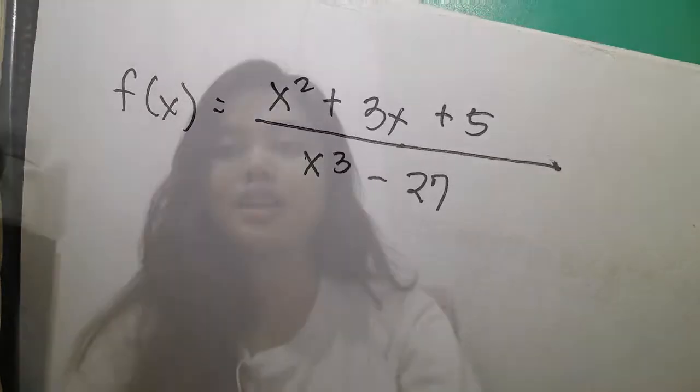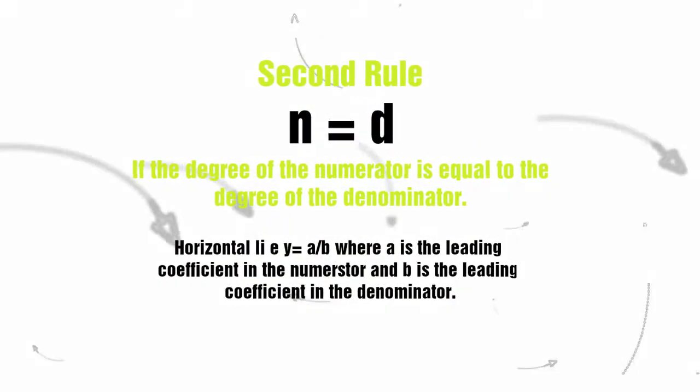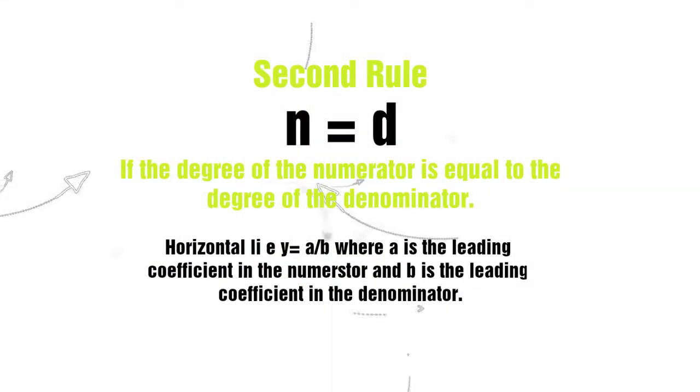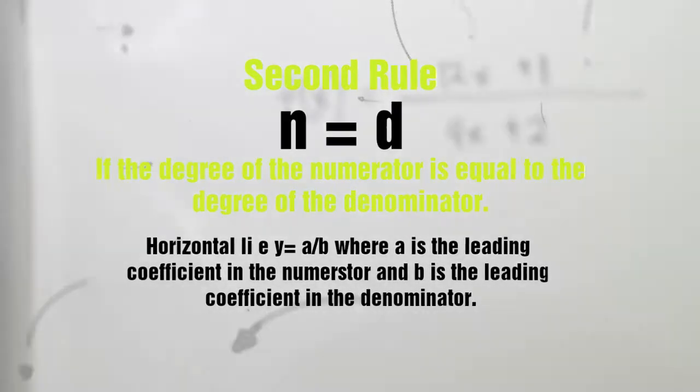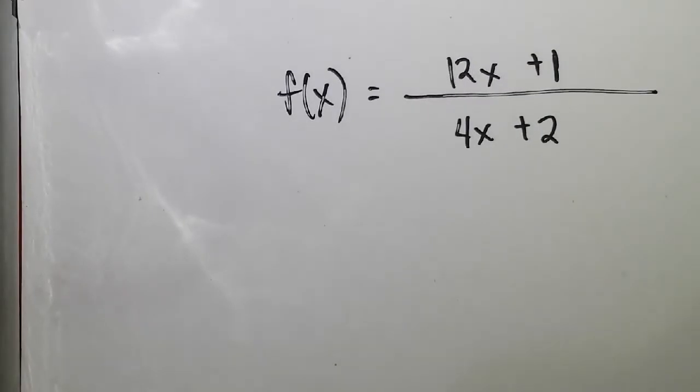The second rule: the degree of the numerator is equal to the degree of the denominator. In this case, the asymptote is the horizontal line y equals a over b, where a is the leading coefficient in the numerator and b is the leading coefficient in the denominator. So here is the example for the second rule.